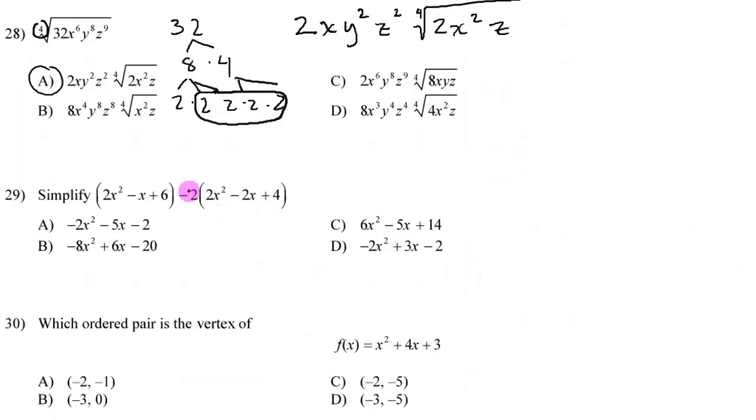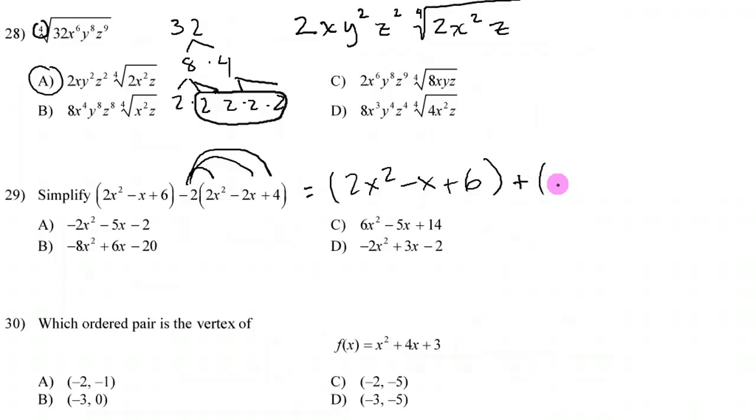All right, number 29. Before I can do my addition or subtraction, we have to distribute the minus 2. And let's go ahead and do that, and then we'll be able to combine like terms. So the first one is still 2x squared minus x plus 6. But after I distribute the minus 2, it's going to be plus minus 4x squared plus 4x. And then negative 2 times 4 is minus 8.